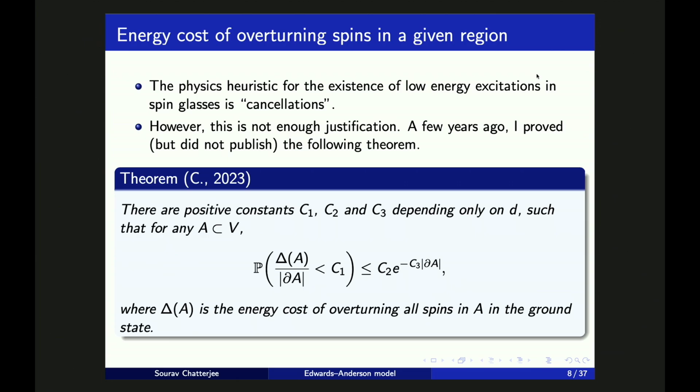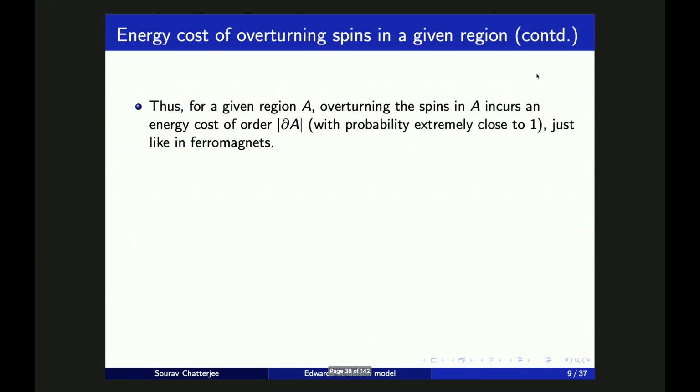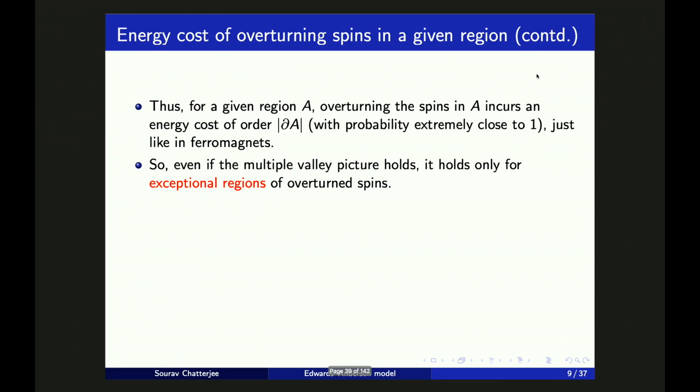Is this clear? The statement? Okay. So even though the couplings are both positive and negative, there is an overabundance of positive contributions, so that for any given region, it's extremely unlikely that the energy difference that you get from the boundary is much smaller than the size of the boundary. So for a given region, overturning the spins in A incurs an energy cost of the order of the size of the boundary with probability extremely close to 1, just like in ferromagnets. So even if the multiple value picture holds, it holds only for exceptional regions of overturned spins, okay? It doesn't hold for any given region. If you give me a region, with high probability, it doesn't happen.